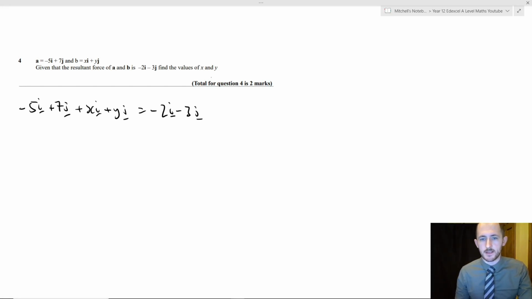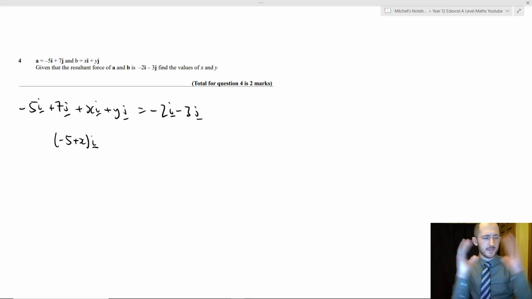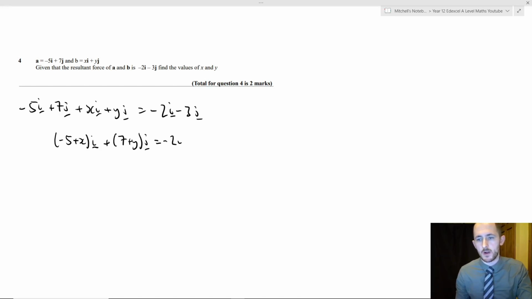So what I'm going to do here is I'm going to gather the i's together. So we have minus 5 and we have x. So I could write that as minus 5 plus xi. And that's just to keep the i's together. Okay? And then I can keep the j's together by doing plus 7 plus yj equals minus 2i minus 3j. So hopefully that makes sense so far, but again, do let me know if it doesn't.